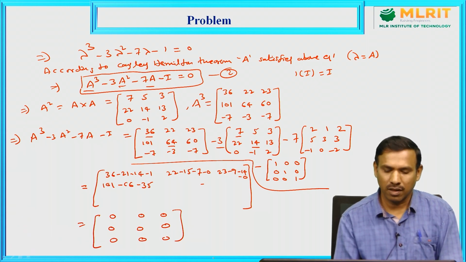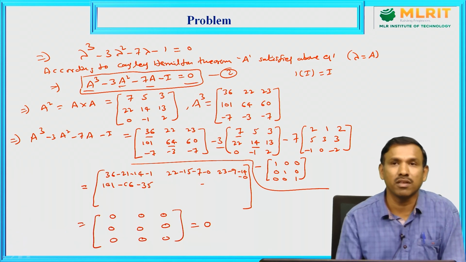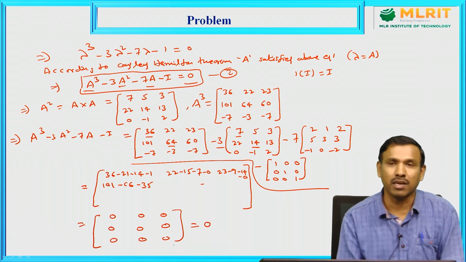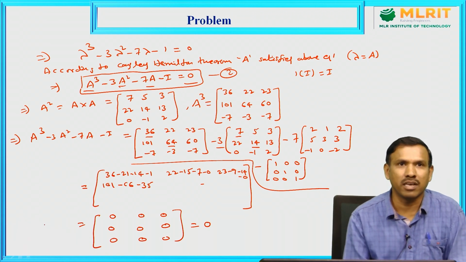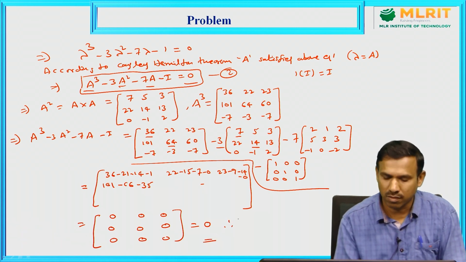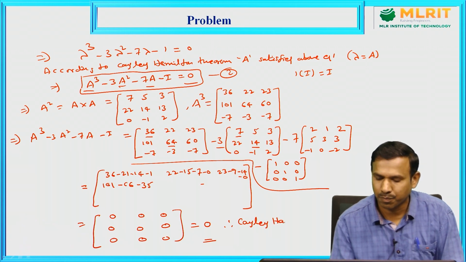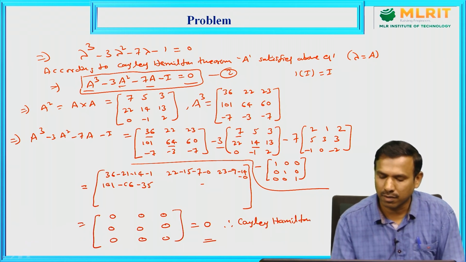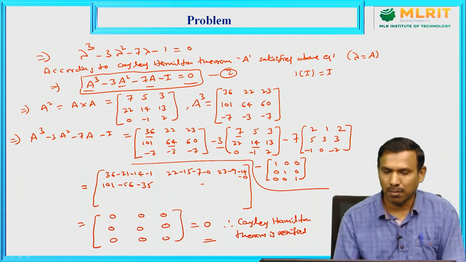So clearly we got 0, which means the equation is satisfied, the above expression is a 3 by 3 null matrix. So clearly we have shown that A cube minus 3A square minus 7A minus I is equal to 0. So what you can conclude: therefore Cayley-Hamilton theorem is verified for the given matrix A.